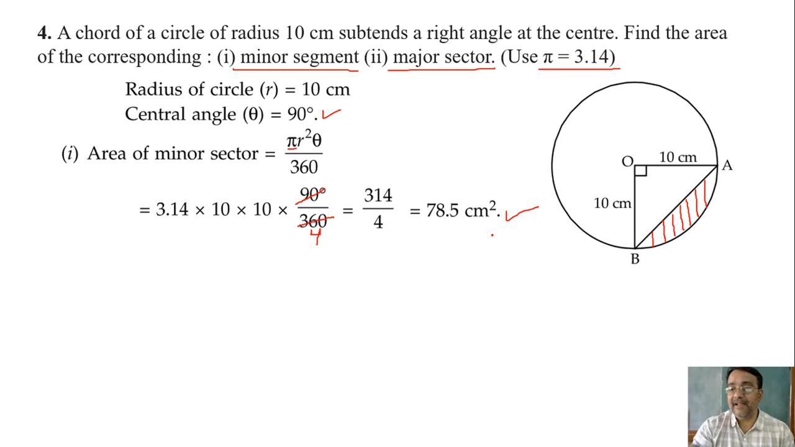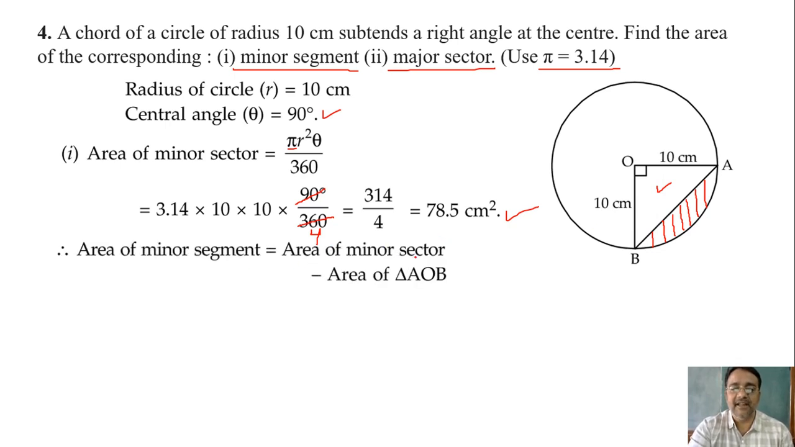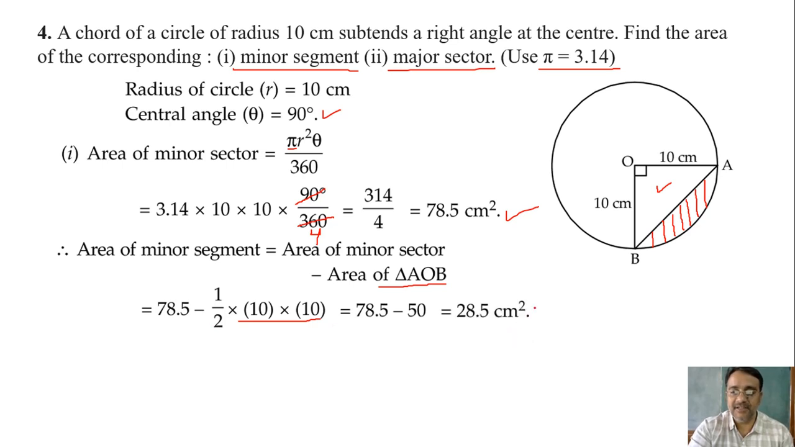Okay, now area of minor segment. Area of triangle, how will you find? Half into base into height. Very good, half into base into height. So area of minor segment is equals to area of minor sector minus area of triangle AOB. So the area of minor sector is already 78.5, and the area of triangle AOB is half into 10 into 10, so 100 upon 2 is 50. So 78.5 minus 50, and that will be equals to 28.5 centimeter square. So we completed the first bit.